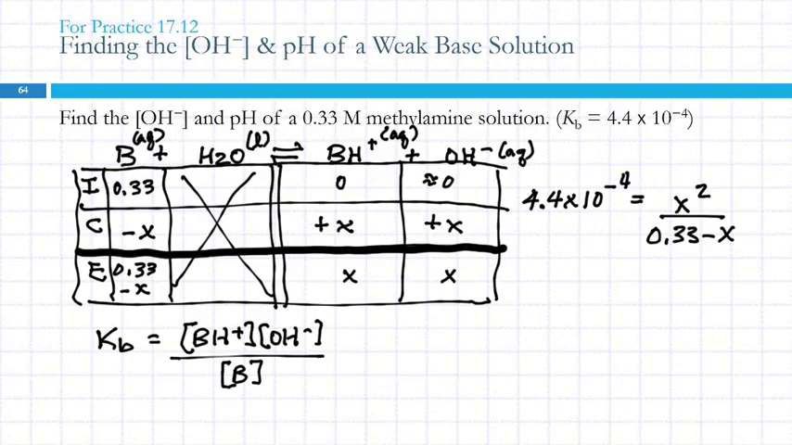So 4.4 times 10 to the minus 4. It's kind of a cool one. And then up top I have X squared, and in the bottom 0.33 minus X. X equals 0.01183. Any questions yet?